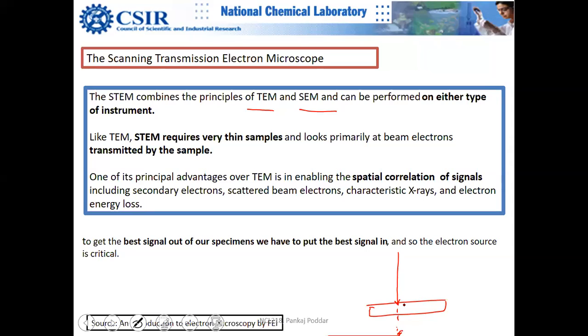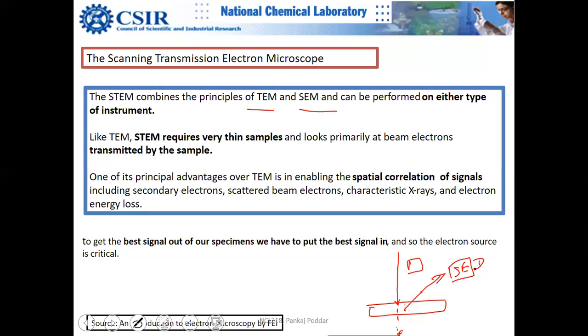And in SEM, you are looking at the electrons which come from your sample. So your detector will be somewhere here or somewhere here. There are two kinds of detectors. One is the in-lens detector, another is the Everhart-Thornley detector. The more popular is the ET detector. This is basically called the secondary electron detector.